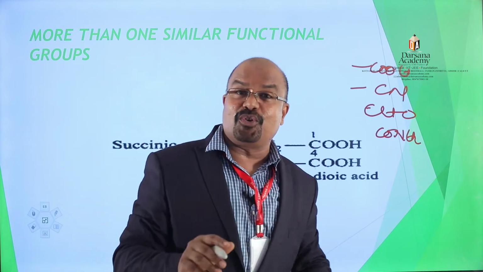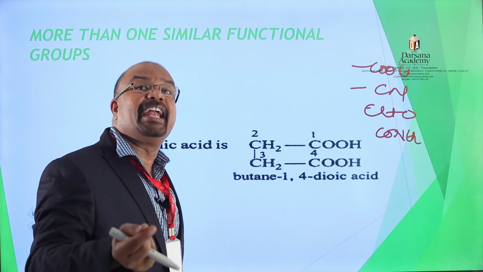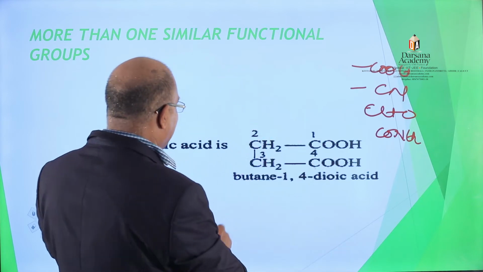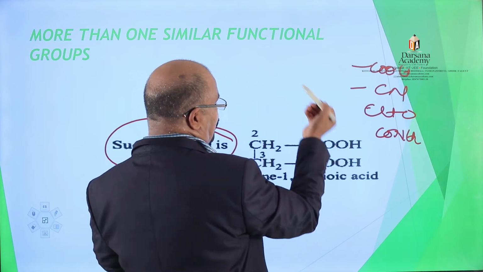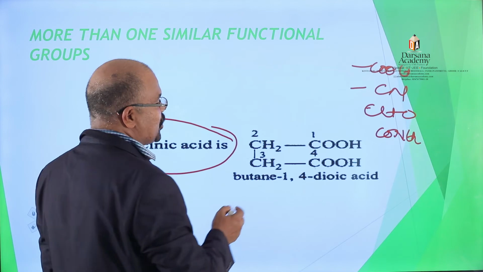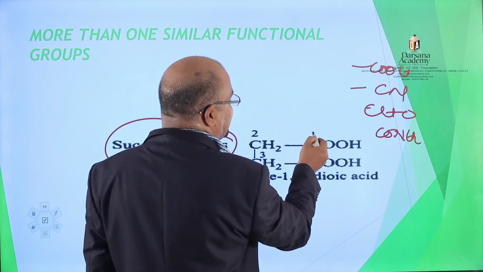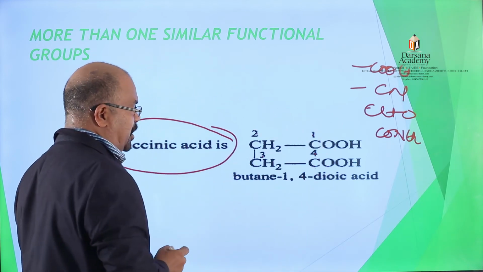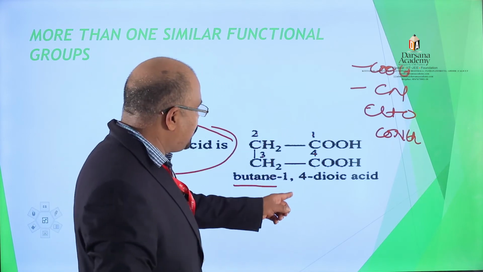Here is succinic acid, the common name of this compound. Two carboxylic groups are present. So for naming this compound, we add this carbon also to the parent chain. So 1, 2, 3, 4. That is 4 carbon atoms. But is the root word, and there is no multiple bond here, so butane.